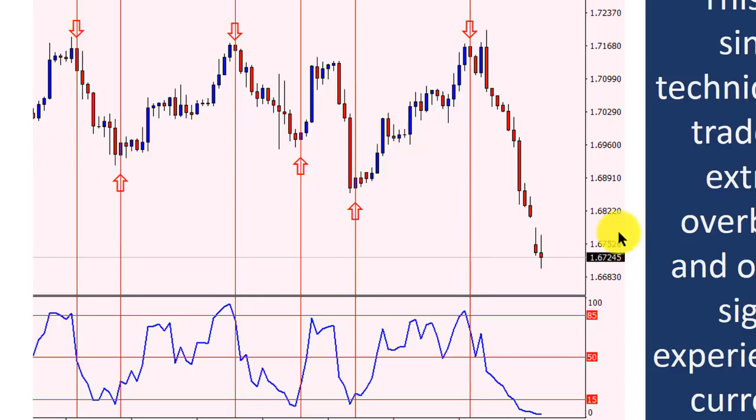Now, it is currently extremely oversold, but we wouldn't trade that yet until it actually comes back out of the oversold environment. So this is all you need. As simple as this trading technique is, that's all you need to create high success entries. Now, how do you then trade this technique? And there are many ways that you can do that.